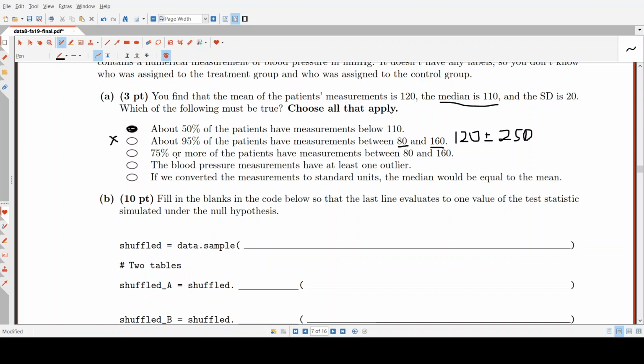The third option is that 75% or more of the patients have measurements between 80 and 160. So this one is actually true. And the reason why we know it's true is by Chebyshev's inequality. What that says is that for any distribution, it doesn't matter what it looks like, it's literally any distribution, we know that at least 1 minus 1 over z squared of the data are within z SDs.